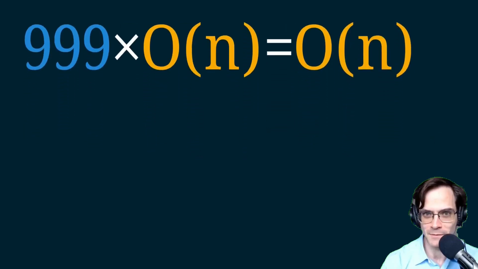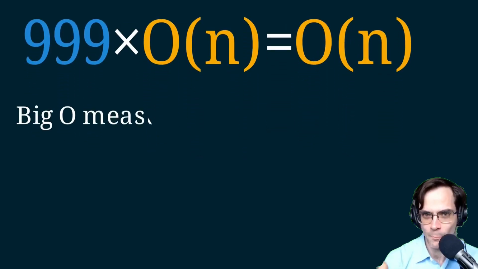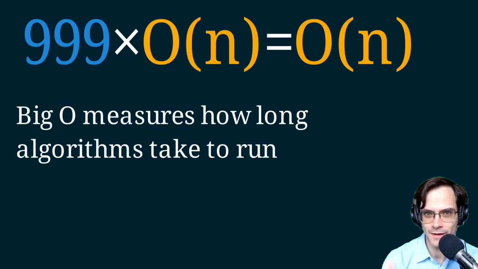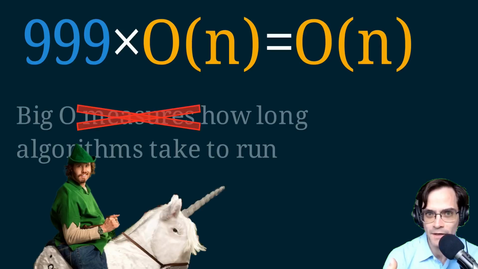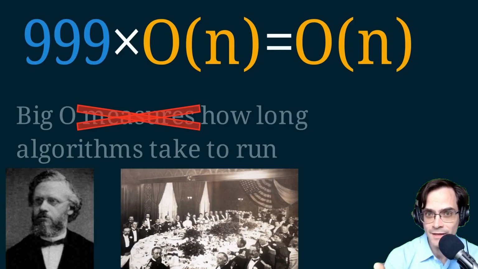This equation seems pretty ridiculous. I mean, given that big O measures how long algorithms take to run, how could we ever ignore a constant factor this big? Well, because that previous statement was wrong on multiple levels. Big O doesn't measure anything, and it was actually first used by a gentleman named Bachmann, Paul Bachmann, in 1894, about 50 years before modern electronic computers even existed.